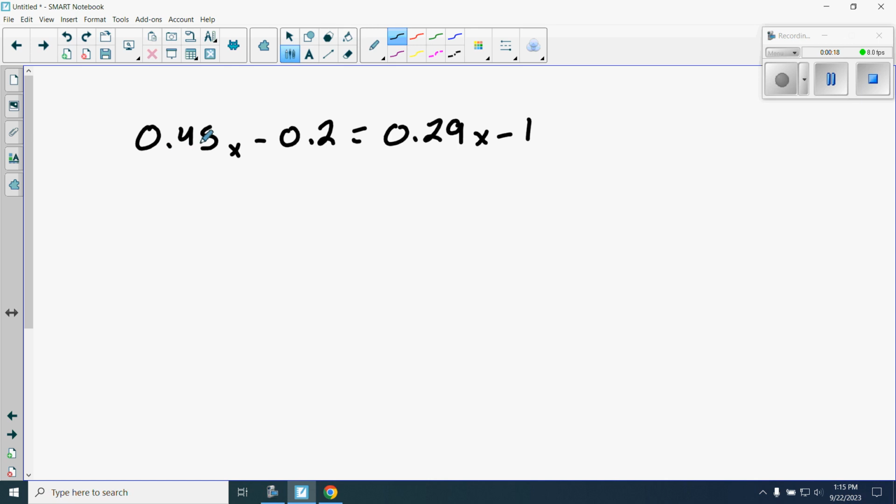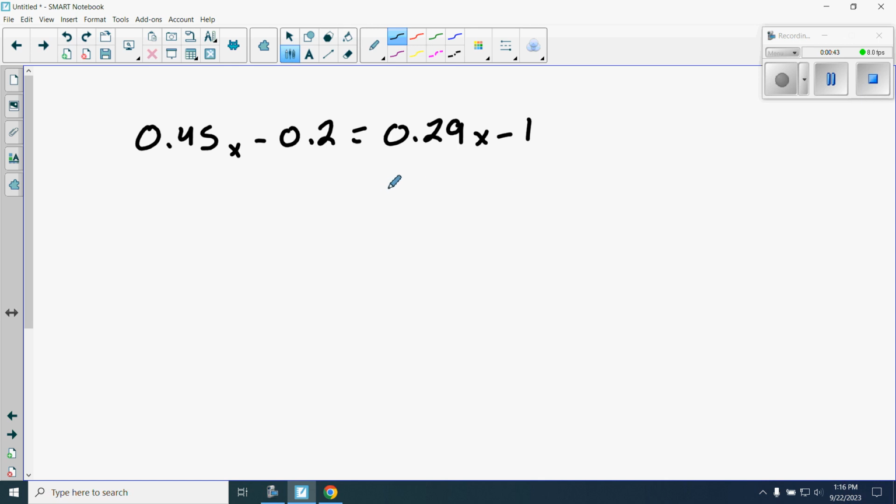Here's what we're looking at: 45 hundredths x minus 2 tenths is equal to 29 hundredths x minus 1. All right. And if you have to do this, you can do this with a decimal. It's not a big thing. What you do have to understand, though, is when I'm adding or subtracting decimals, I have to line them up. Combining like terms, I'm combining my x's together. I'm combining my constants together.